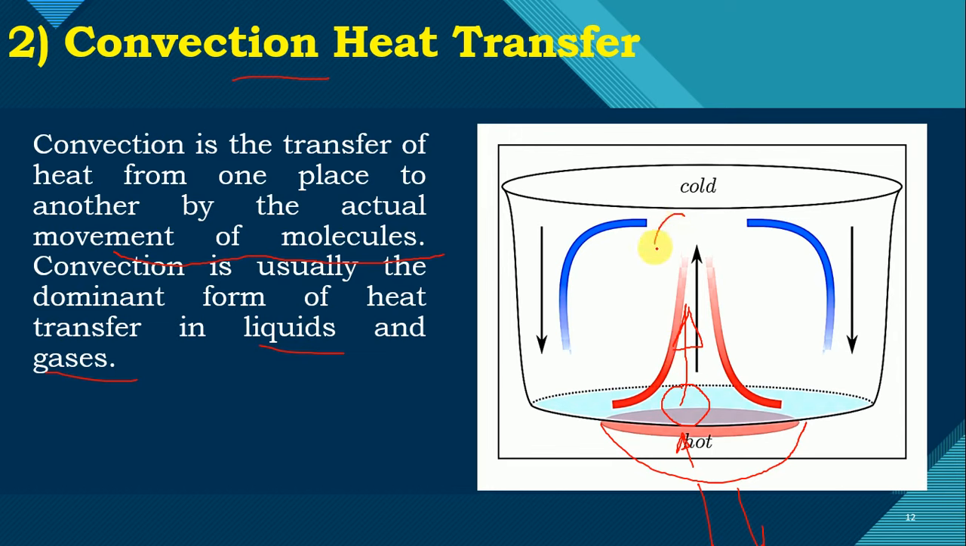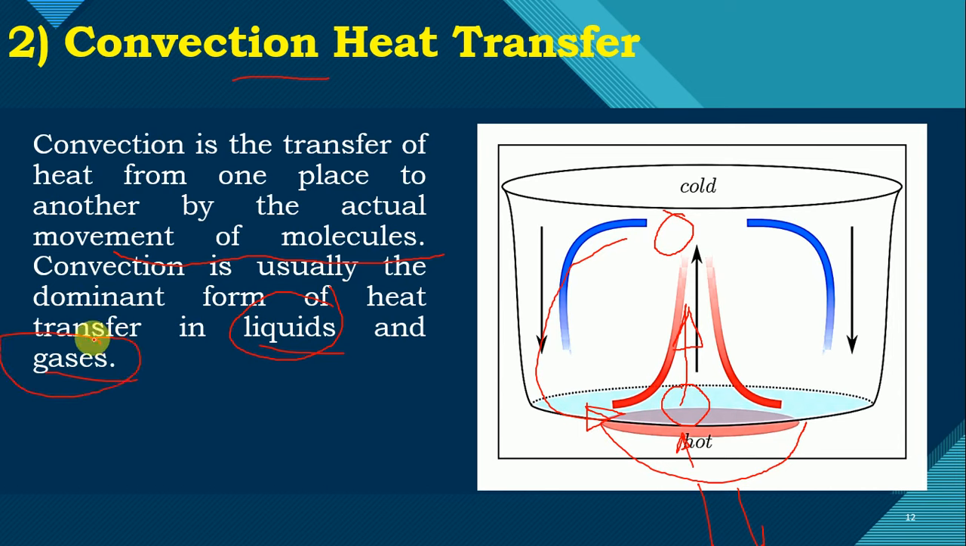So this molecule will come here, and the cold molecules which are present here will be heavier compared to the hot molecule, and that's why this cold molecule will come down here. So this has become a cycle: the cold molecule comes here, gets heated, moves up. Once again a cold molecule will come. So this has become a cycle, and in the process what happened? The complete water will get heated. So here you can see that there is an actual movement of molecules. Molecules are moving from a hot zone to a cold zone, and at the same time we have written that this particular heat transfer dominantly takes place in liquids and gases.